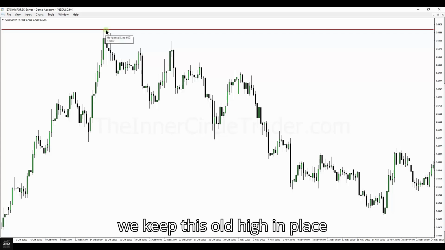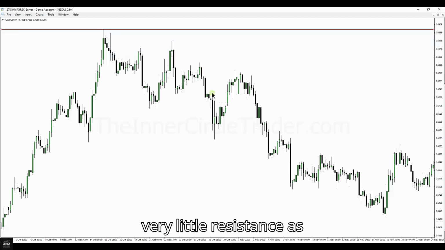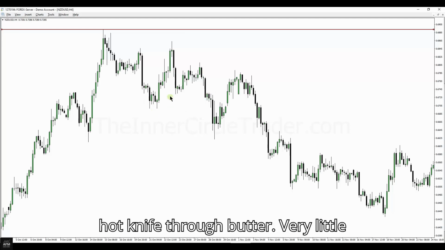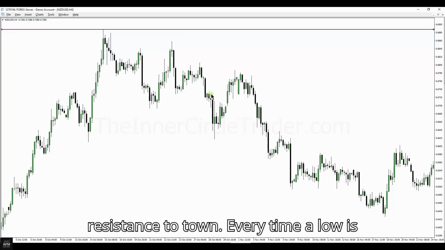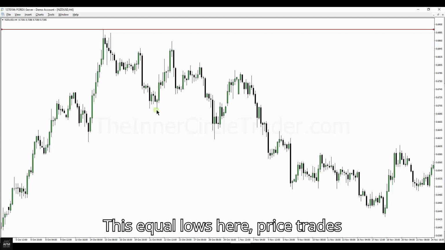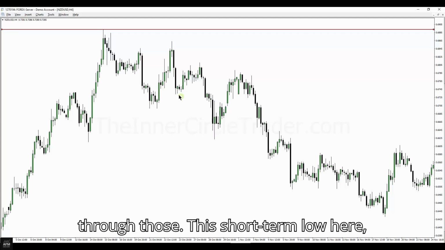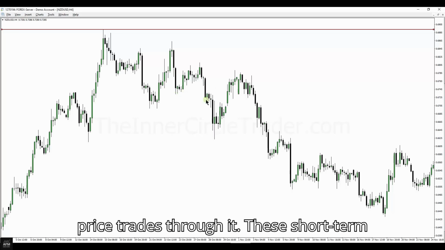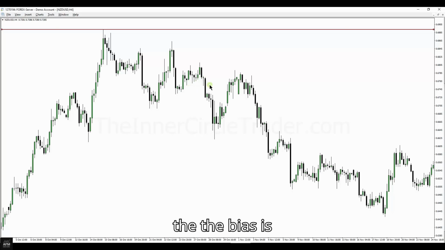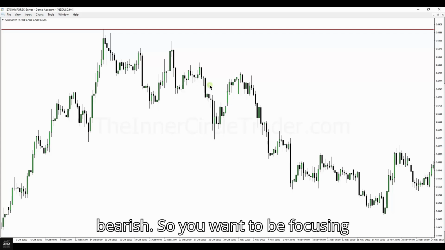The fact that we keep this old high in place and every low that forms has very little resistance, each time it goes through, it's like a hot knife through butter. Very little resistance. Every time a low is formed, price goes through those lows. This equal lows here, price trades through those. This short-term low here, price trades through it. These short-term lows here, price trades through it. So the bias is bearish.